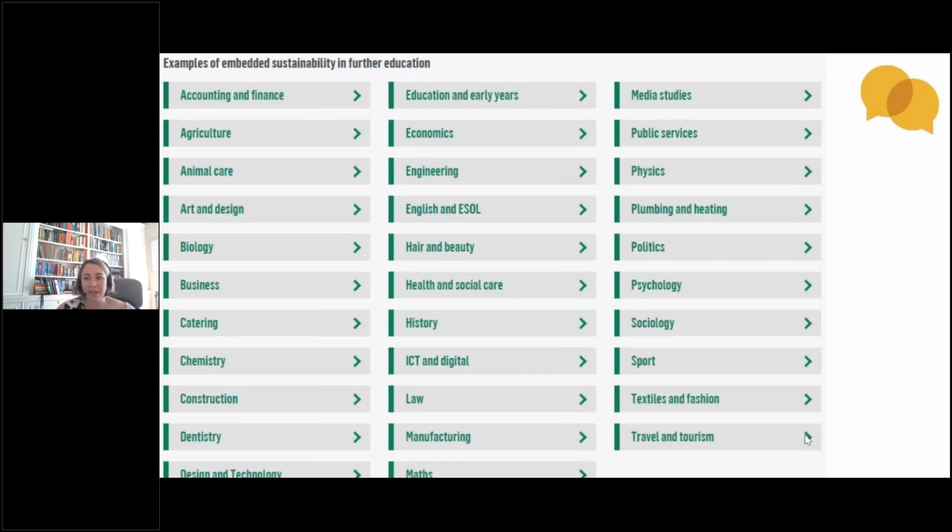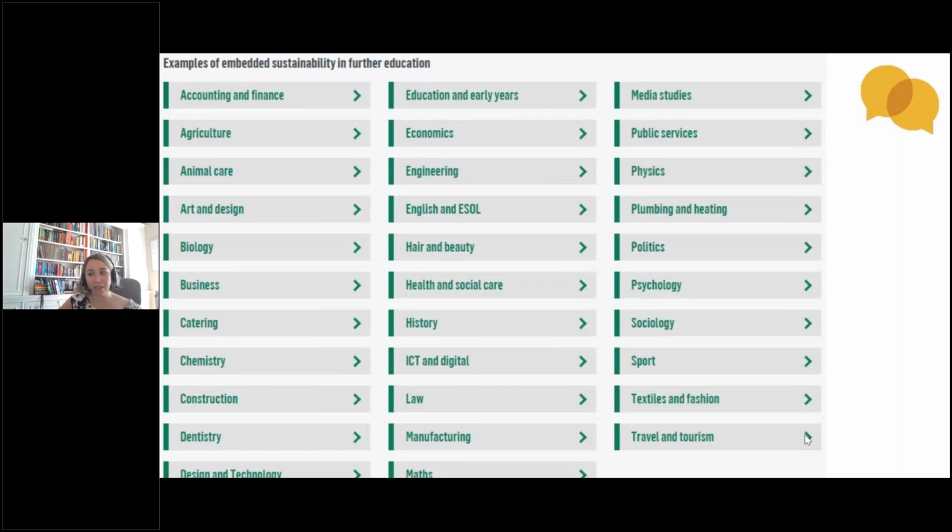Because learners don't want to learn about art and design and sustainability. They don't want to learn about public services and sustainability. They don't want to learn about plumbing and heating and sustainability. What they tell us repeatedly is, we want to know how is this relevant to what I'm here to do? How is this relevant to the kind of decisions I'm going to have to make and the kind of activities I'm going to be doing in my future job? And so this guide is here to help educators think about how we build this in a way that's meaningful. So under each section, there are links to relevant case studies.